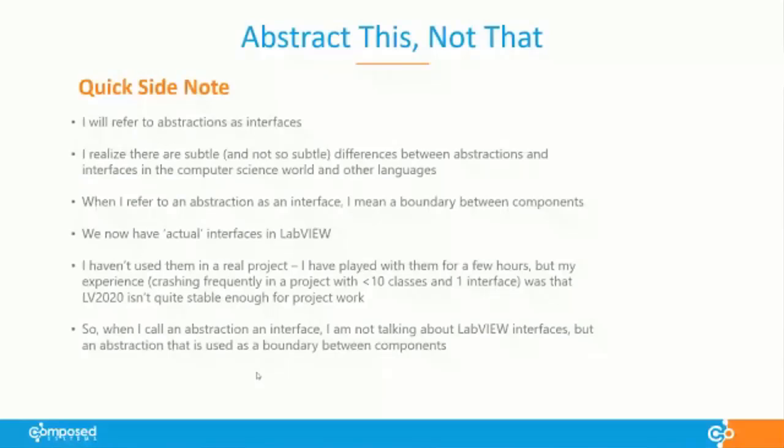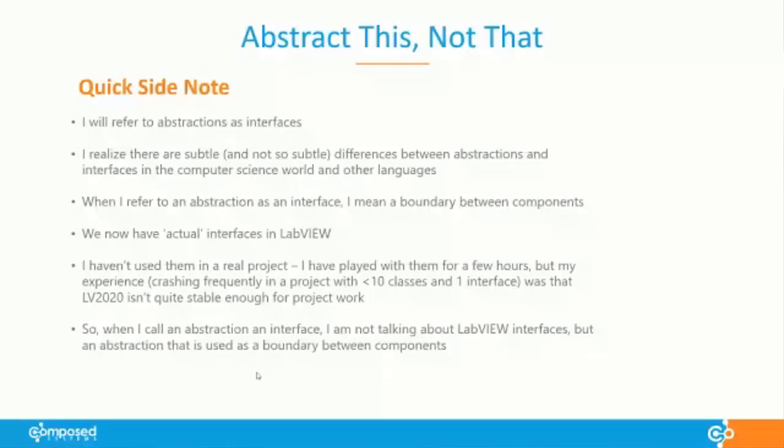So like I said, I'm going to be talking about abstractions. A quick side note here. I'm going to refer to abstractions as interfaces. I may use the two interchangeably. I realize that they're not interchangeable, especially in the software world. I know that we now have true interfaces in LabVIEW. When I call an abstraction an interface, I mean it as an interface or a boundary between two modules of code. So you think about if you're calling an abstract hardware driver, that abstraction is a boundary between the caller and the concrete hardware driver that you've written. That's what I mean by an interface.